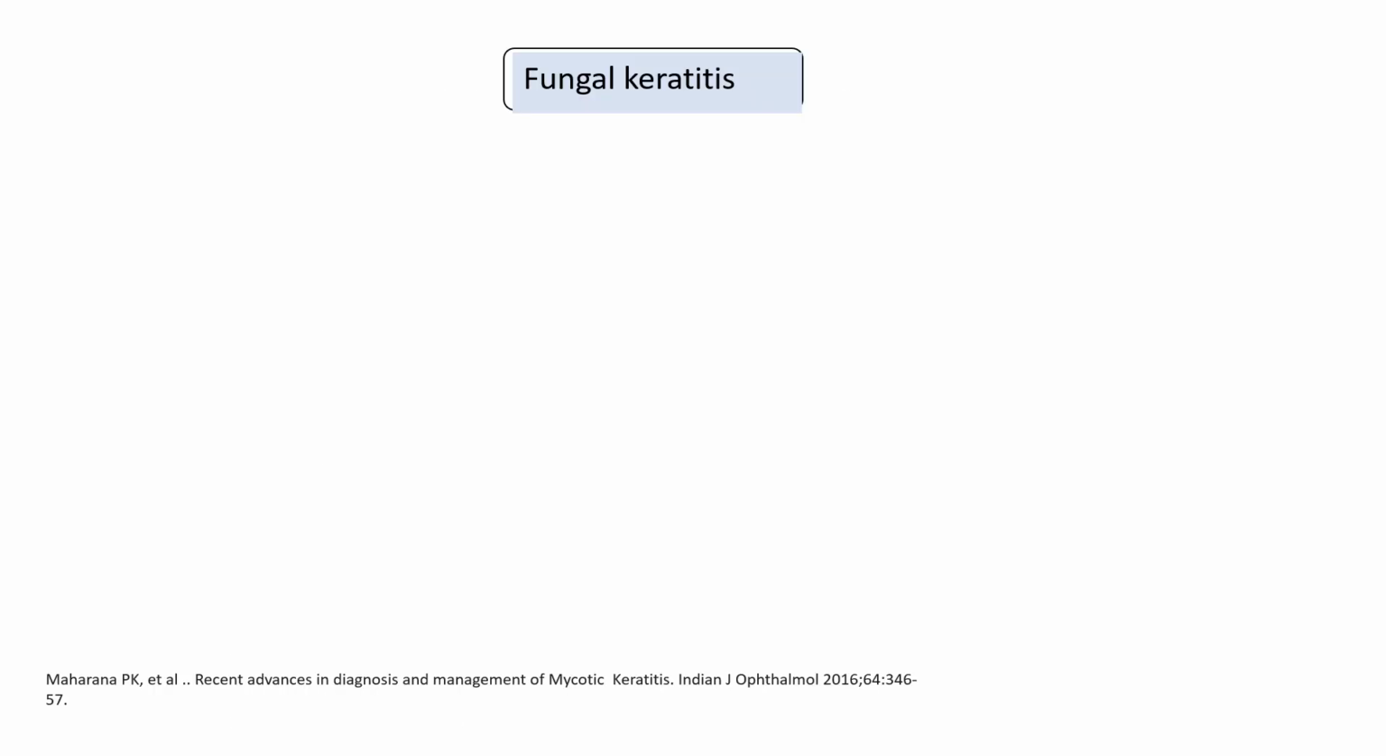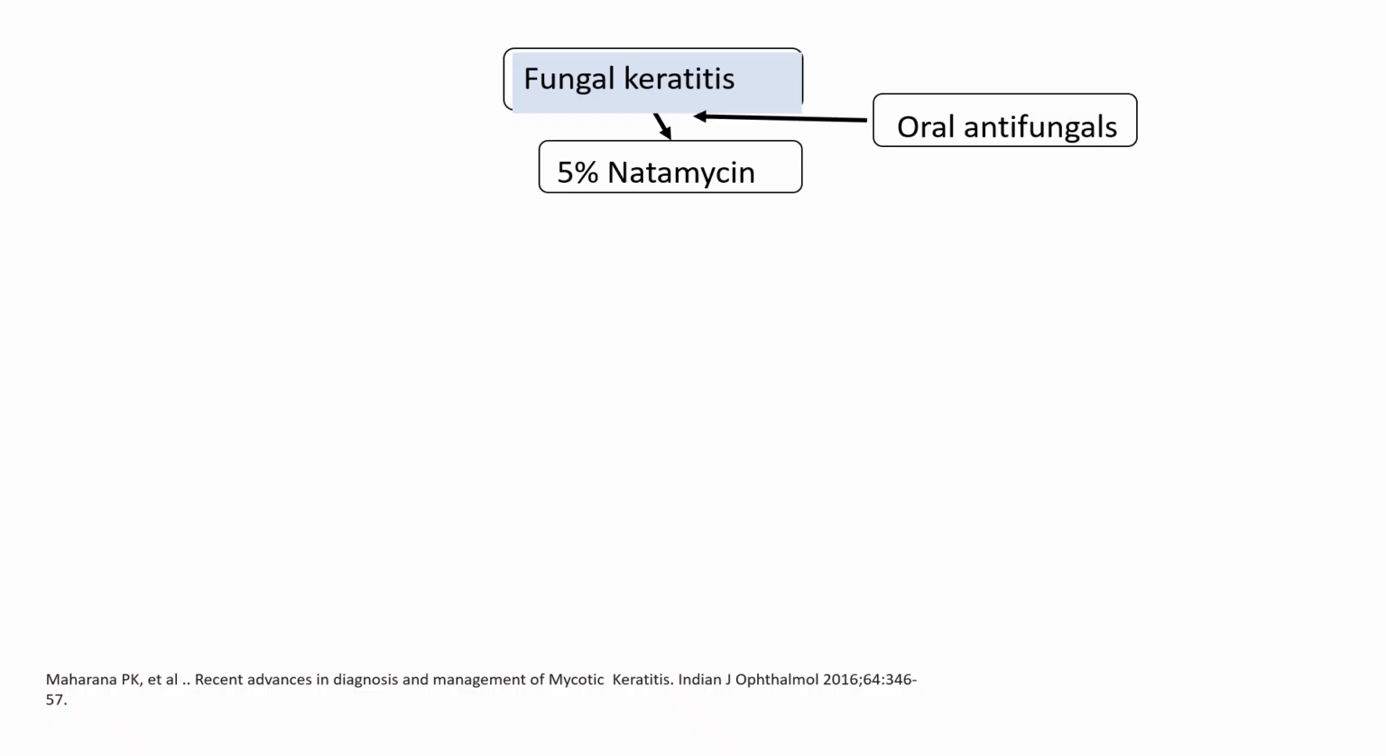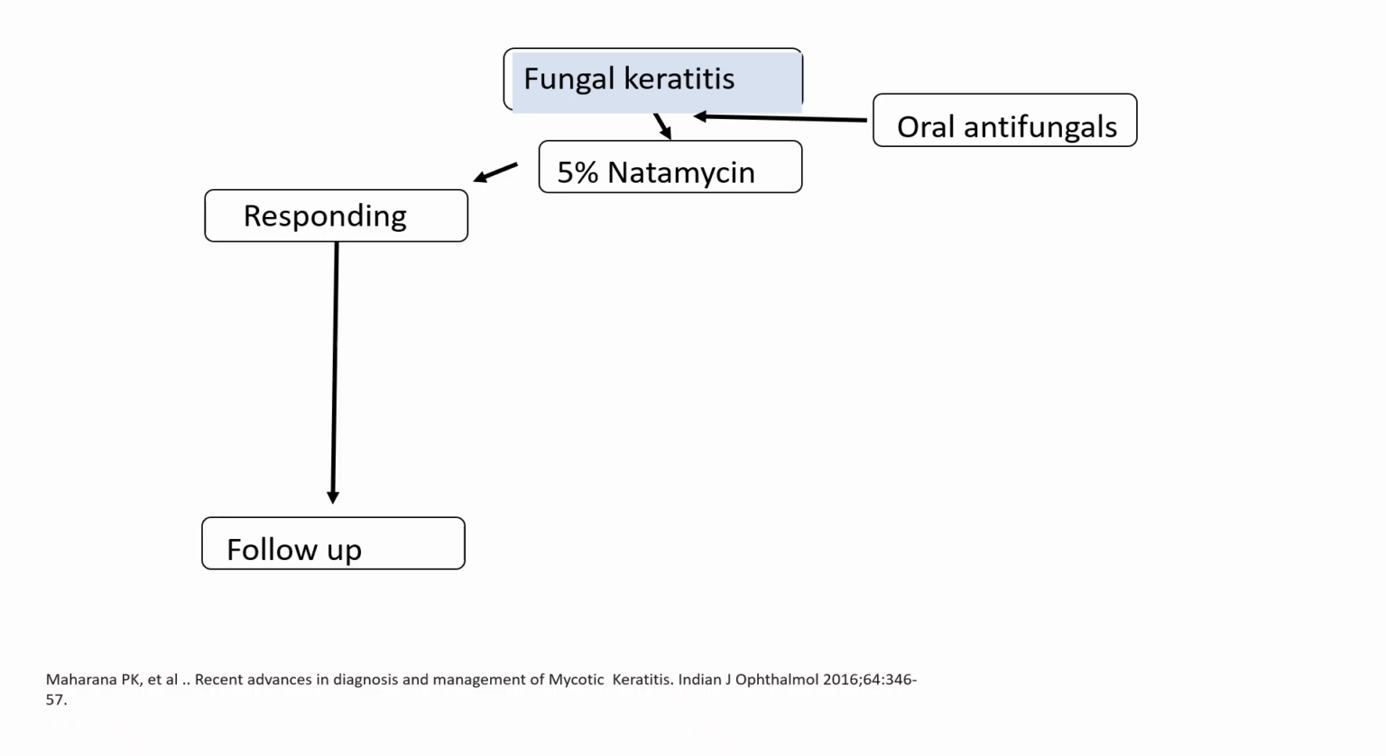What do you do in case of fungal keratitis? In fungal keratitis, the treatment of choice for us is 5% natamycin. You always start oral antifungals when there is a large ulcer, when there is a central ulcer. You look for the response in one or two days, mostly after two days, and if you see that there is some peripheral scarring coming up, the size of the infiltrate is decreasing, the size of the epithelial defect is decreasing, and the patient is getting comfortable, just keep the patient on natamycin.